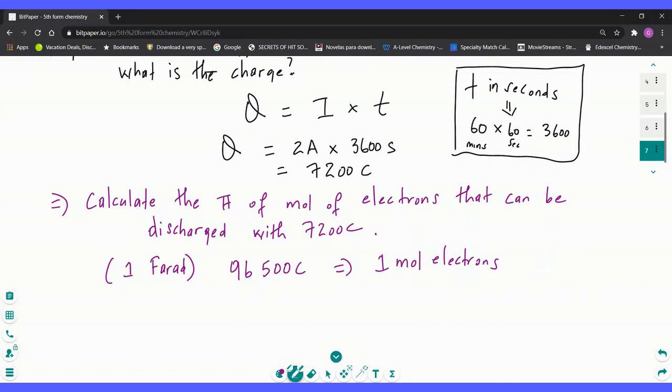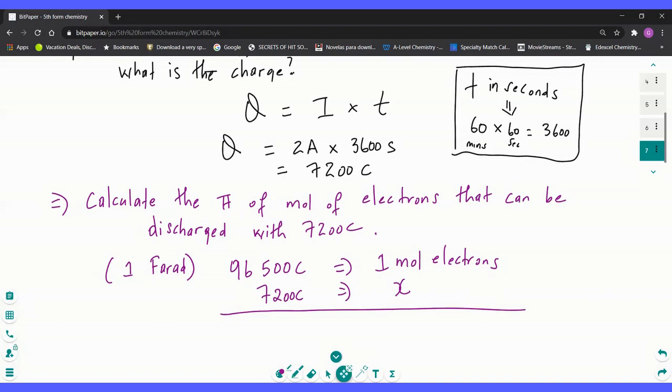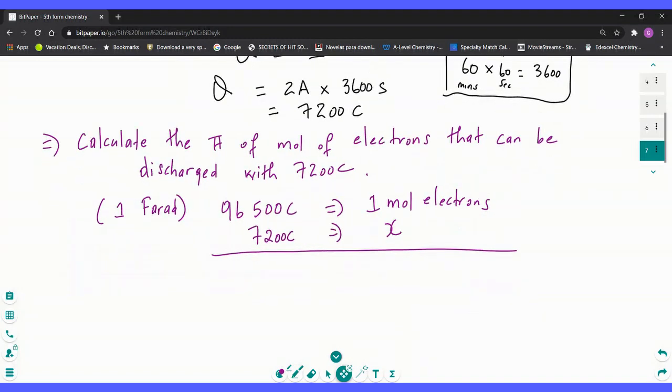Now, if you only have 7,200 coulombs, let us see X. We don't know how many electrons we can get, so let us see how many electrons we can get from that 7,200 coulombs that we have. So whenever you get to a situation like this, where you make one statement at the top and another statement down the bottom: 96,500 gives me 1 mole of electrons, but I only have 7,200, so I will get X moles, and we don't know what X is yet.